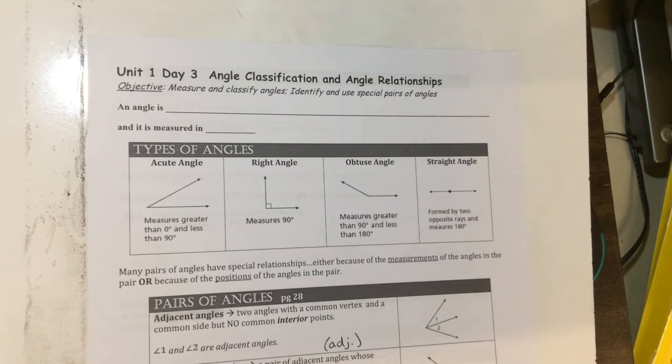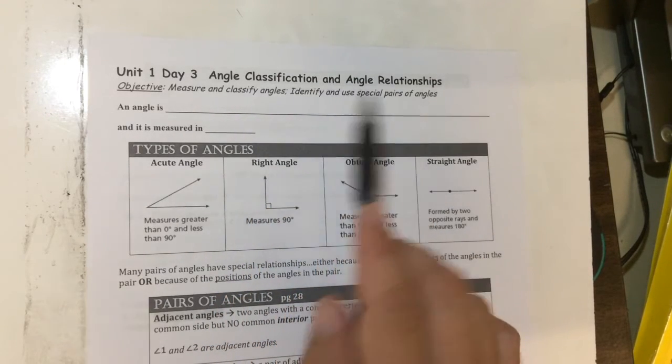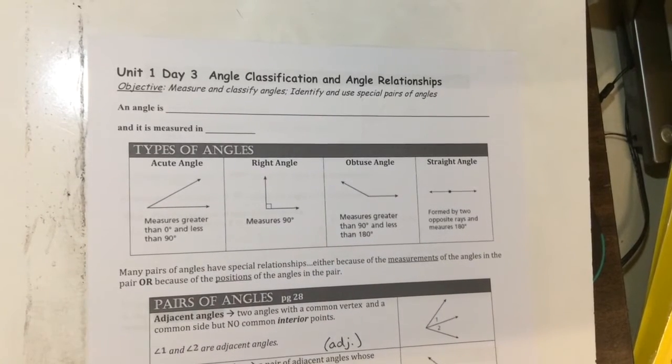All right, we're going to take a look at Unit 1, Day 3 over angle classification and angle relationships. Our objective for today is to measure and classify angles, and we'll also be identifying and using special pairs of angles. So this is what you should be able to do by the time we're done with this lesson.